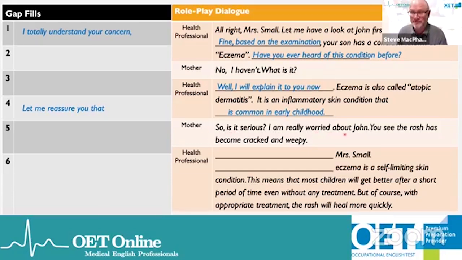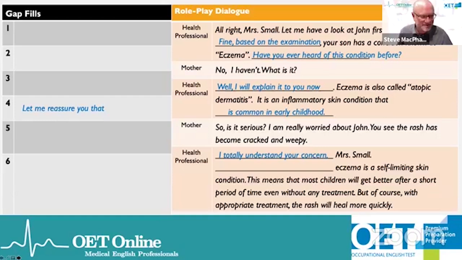I'm really worried about John. You see that this rash has become cracked and weepy. Okay, we've got to show some compassion here, a little bit of empathy. So to show empathy, what are we going to do? Number one, that's right, Farhad. So we're going to put number one. I totally understand your concern, Mrs. Small.